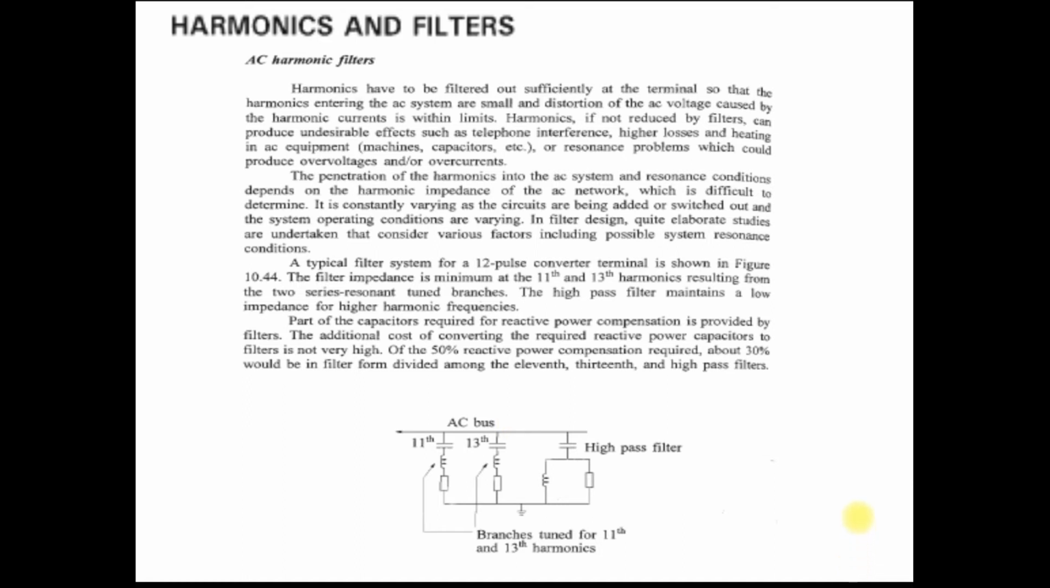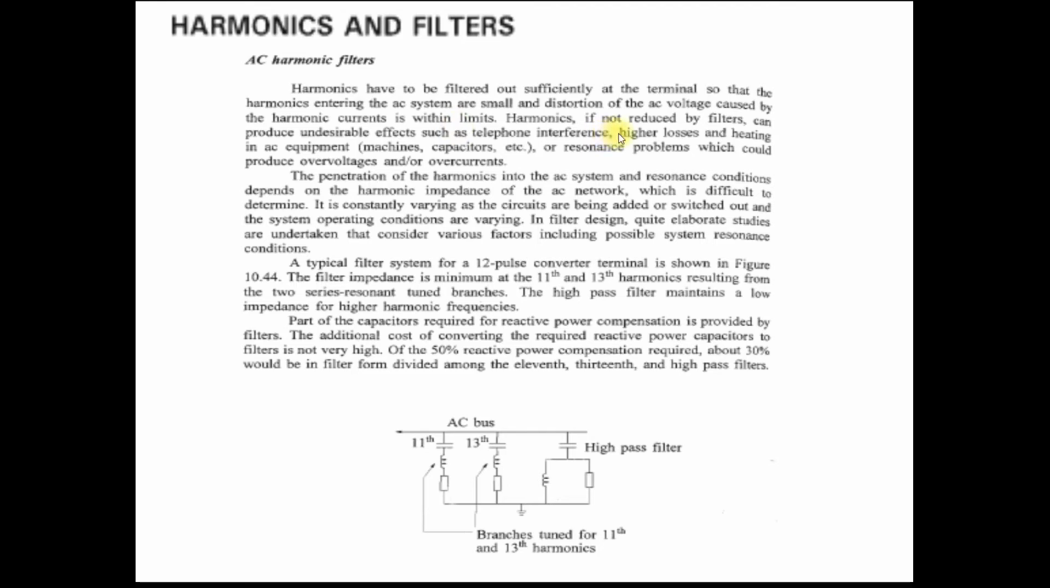So now the question is, why do we need to remove these harmonics on the AC side? The harmonics have to be filtered out sufficiently at the terminal, otherwise they distort the AC system. The harmonics entering the AC system must be small, so that the distortion of the AC voltage caused by the harmonic current is within the limit. Otherwise, it distorts the voltage.